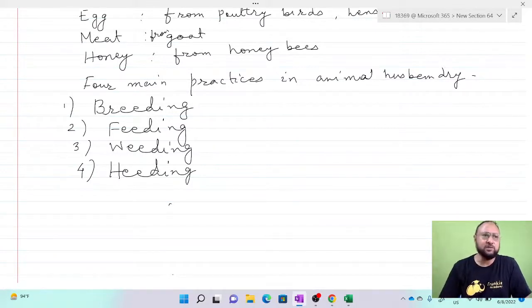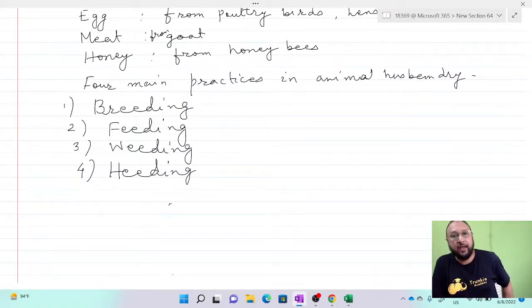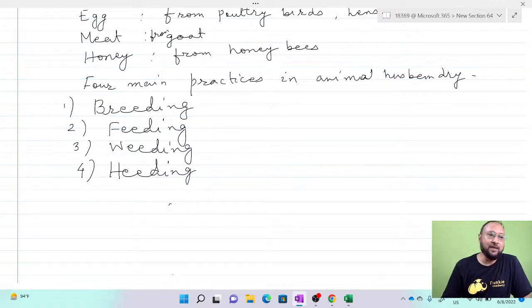Feeding deals with the study of proper food, cattle feed, and the mode and time of feeding of different animals. So when to feed and what kind of food should be given to the animals. Now weeding is concerned with uneconomical animals. Weeding means removal of other animals that may compete for the resources available for the animals in animal husbandry.